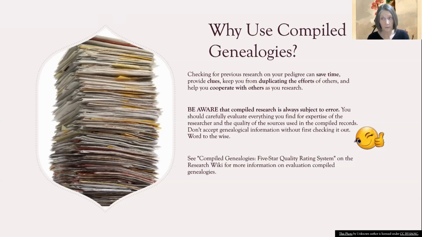I'm always willing to admit when I'm wrong, but be aware that they can be subject to error, and they're often incomplete. So evaluate everything you find on the compiled genealogy. Don't just accept it. There is a good research wiki article called Compiled Genealogy, the 5-star quality rating system, that lets you actually look at each thing step by step and say, is this going to work? Is this going to be for me? Is this, no, that's not good. Okay. So that's kind of helpful as well.